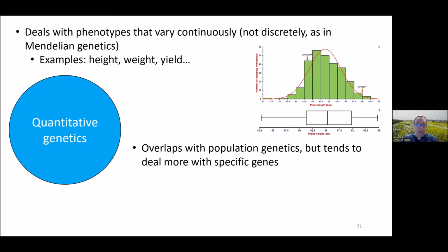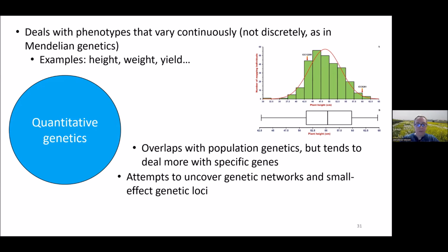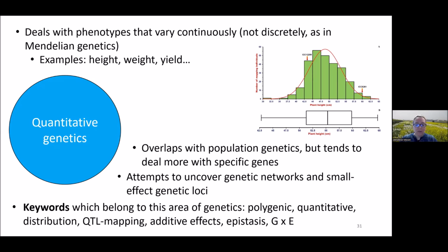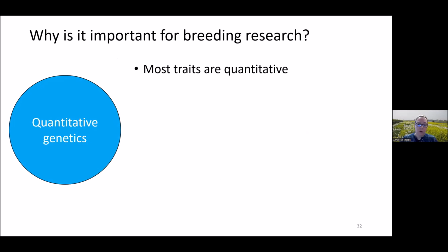This overlaps with population genetics a little bit, but tends to deal more with specific genes. The attempt here is also to uncover genetic networks and smaller effect genetic loci. If we have multiple genes which contribute to a trait, we usually are going for quantitative genetics. The keywords which belong to this area are polygenic, quantitative, distribution, QTL mapping, additive effects, epistasis, and genotype by environment effects. It's important for breeding research because most traits are quantitative, controlled by many genes, and showing a continuous distribution of values across a population.